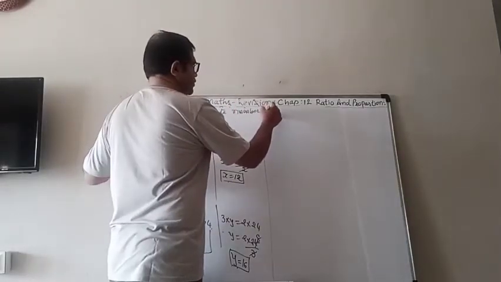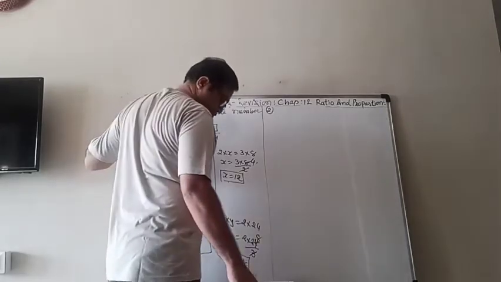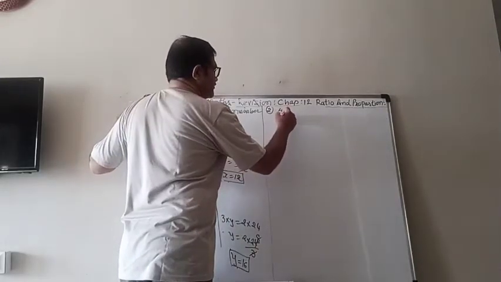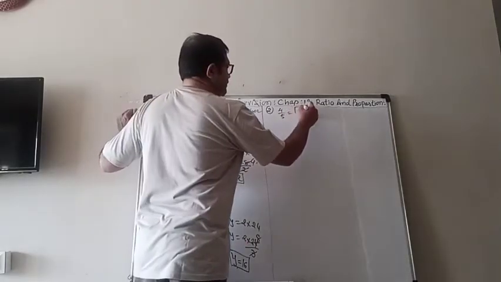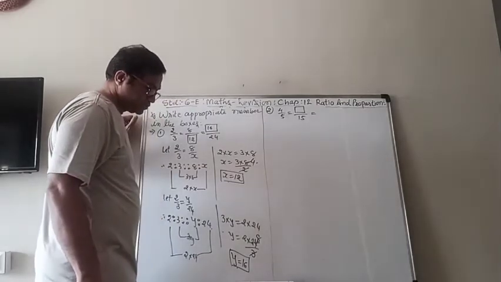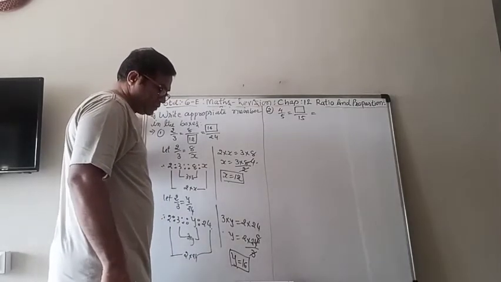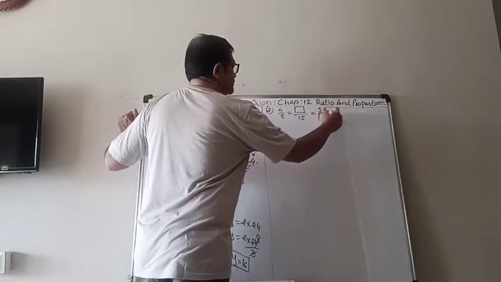Let's take one more like that. 4 upon 5 is equal to blank upon 15 is equal to 32 upon box.